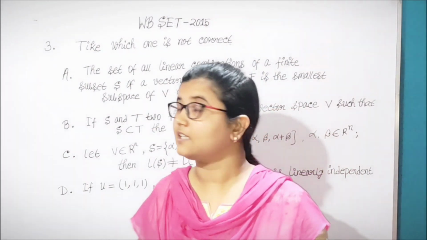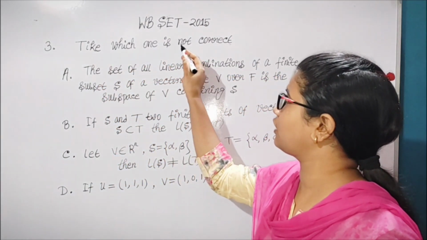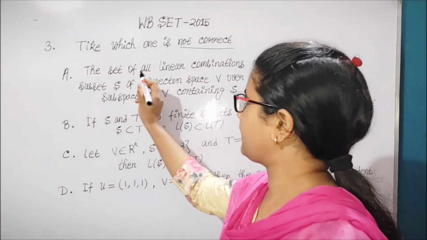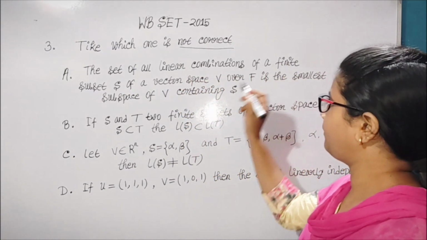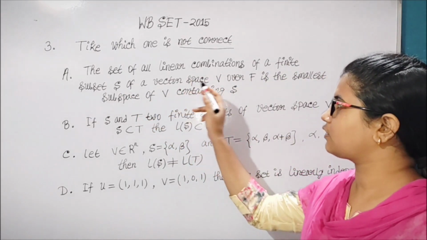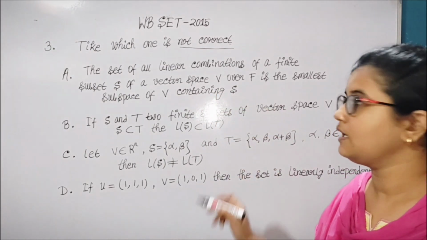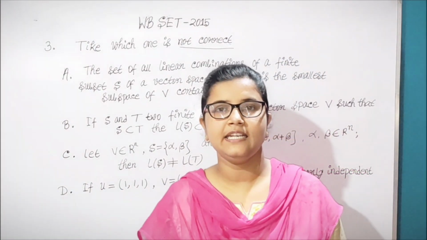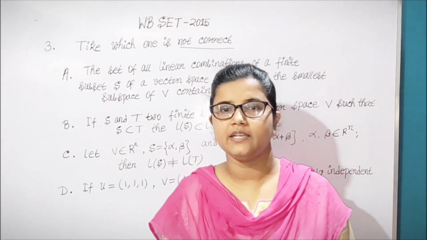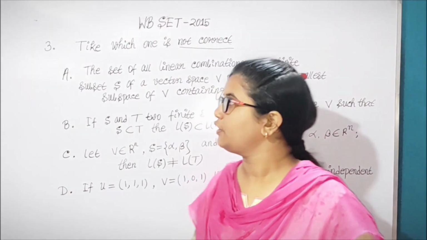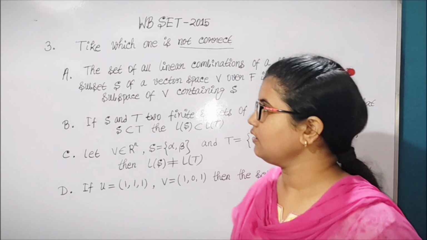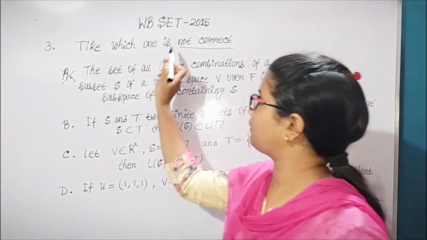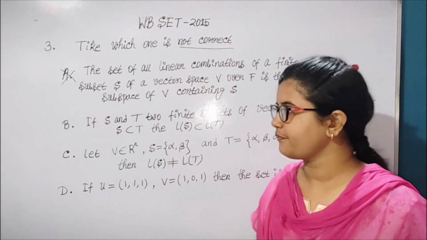See the third question. The third question is, pick which one is not correct. Underline first this, which is not correct. Option A, the set of all linear combinations of a finite subset S of a vector space V over F is the smallest subspace of V containing S. We know that the linear span of S in V is the smallest subspace of V. So option A is correct by theorem. So we cannot take option A because we have to find the wrong option.